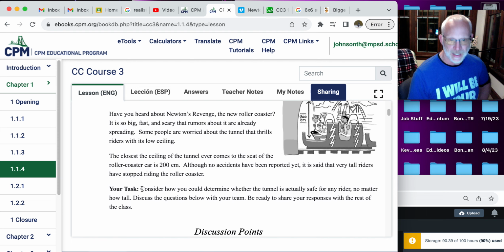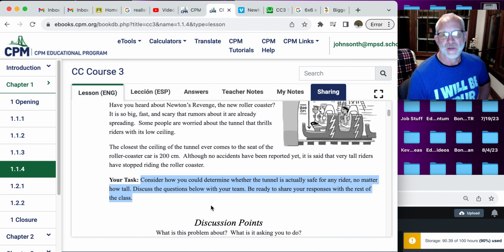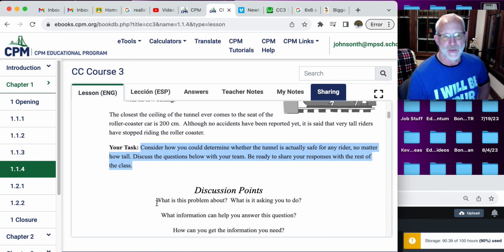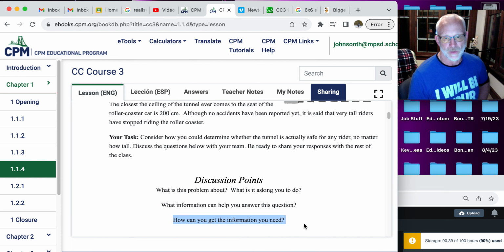Your task: consider how you can determine whether the tunnel is actually safe for any rider, no matter how tall, and discuss the questions below with your team. Be ready to share your responses with the rest of the team. What is this problem about? What is it asking you to do? What information can help you answer this question? How can you get the information you need?